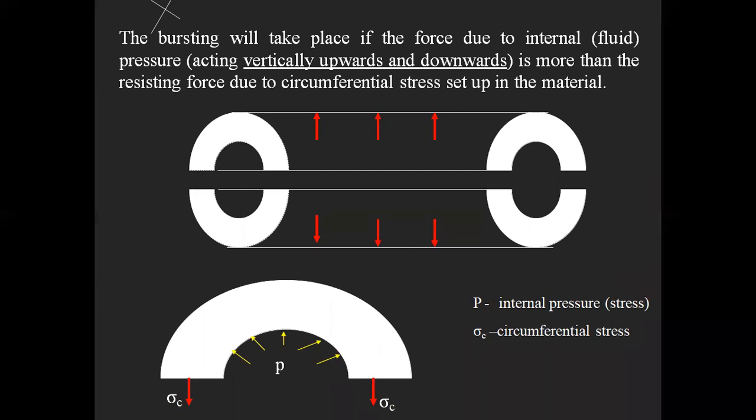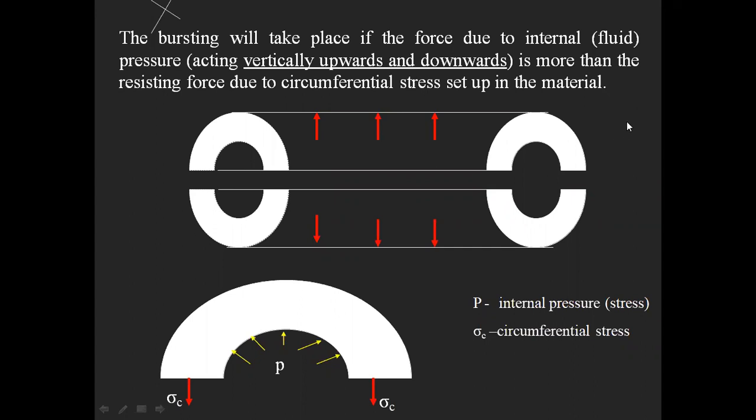Because the internal fluid pressure is going to affect more towards its circumference. It will try to escape more in terms of circumference than in the longitudinal direction. Okay, so which is acting vertically upward and downward, in all directions it acts, right? So that is the reason why it is more than the resisting force due to circumferential stress which is going to be set up in the material.